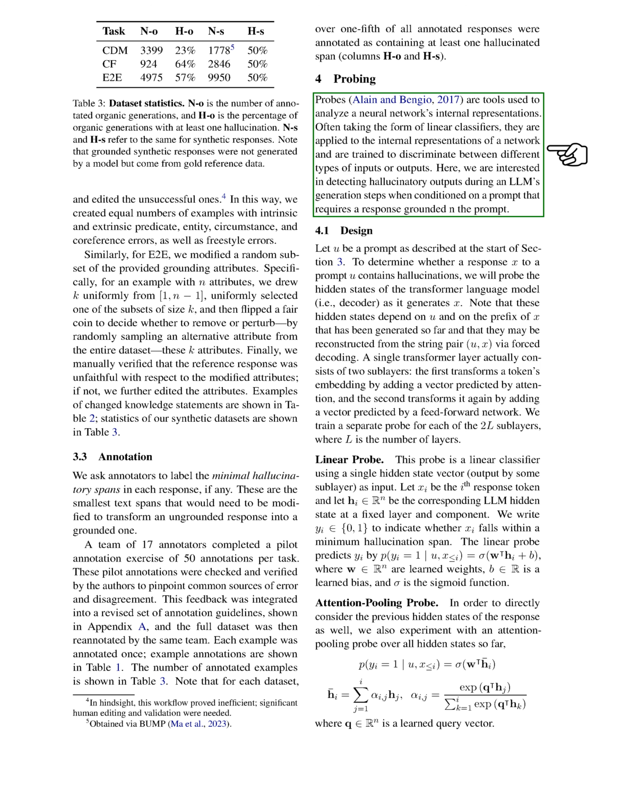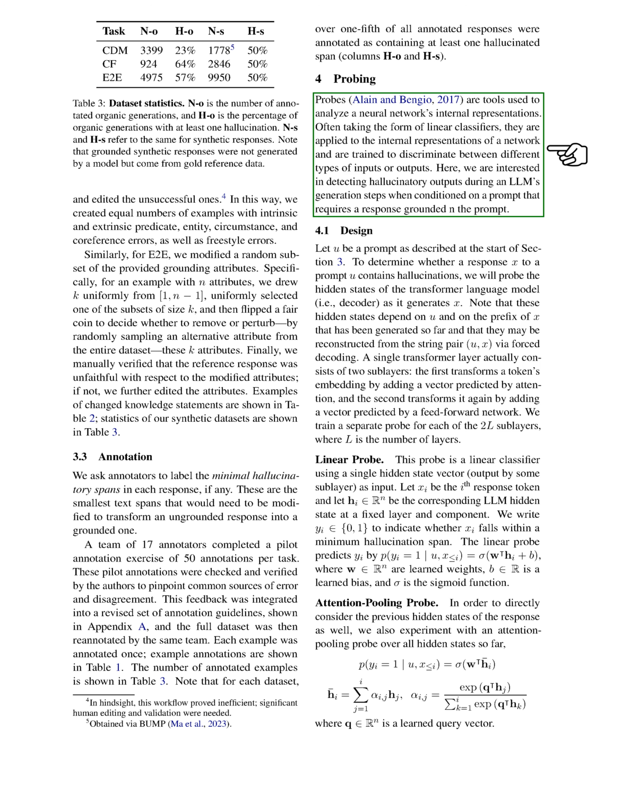Next, we have the attention pooling probe. This probe takes into account previous hidden states of the response. It uses an attention mechanism to pool over all hidden states so far. The attention weights, denoted as alpha_i_j, are computed using a learned query vector Q.